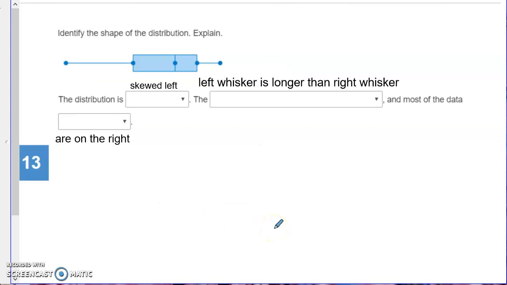Question number 13, again, has a lot of pull-down menus here. It says identify the shape of the distribution and explain. Well, this distribution is skewed to the left. You can see how long this whisker is here. The left whisker is longer than the right whisker, and most of the data are on the right. So it's skewed to the left. That's because this whisker is longer than this whisker, and that means that most of my data is going to be over here on the right compared to this part of the data over here.